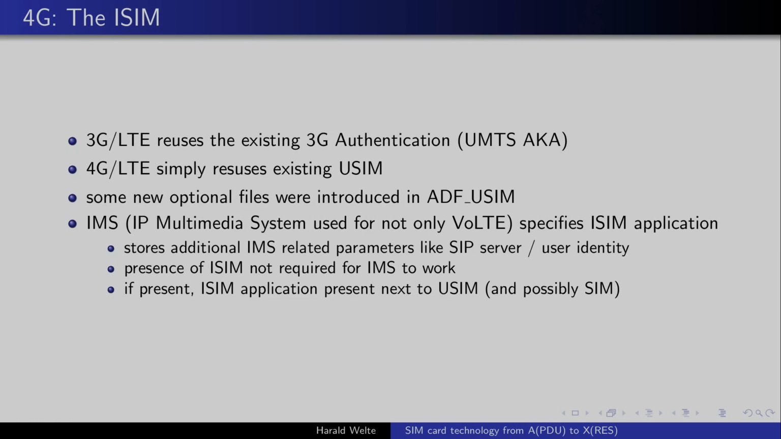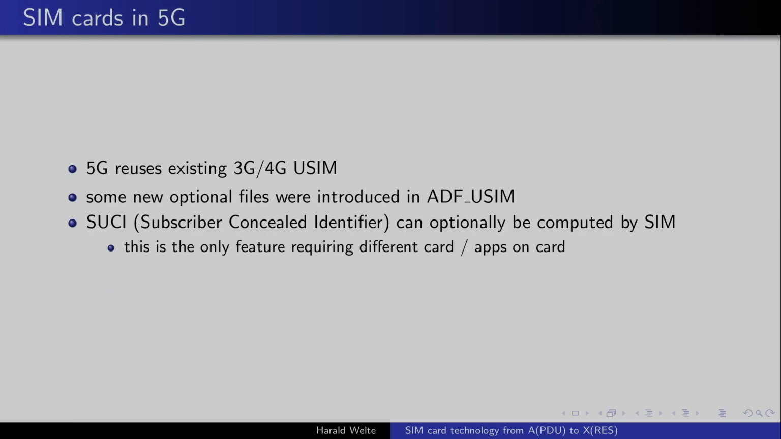And there's optionally on the SIM card, you can have an ISIM application which stores parameters relevant to the IP multimedia subsystem, such as SIP user identities and SIP servers and things like that. But if that ISIM application doesn't exist, there's a fallback mechanism by which the identifiers are computed based on the IMSI and so on. So it's not really necessary to have a specific 4G SIM, but it's possible to have that.